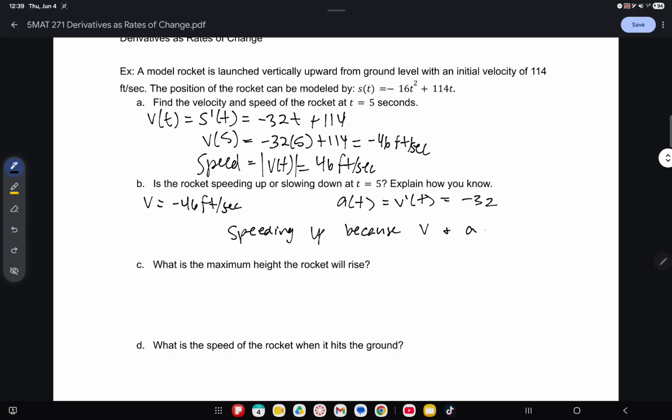Because V and A have the same sign. What is the maximum height the rocket will rise? So finding the maximum height.